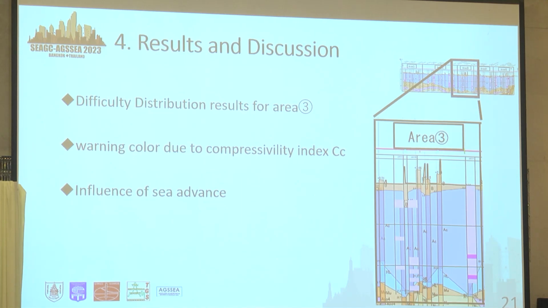Regarding Area 3, the dominant factor contributing to the warning color is the low compression index. This area exhibits a thicker deposition of the lower part of the Hasiki Clay Formation compared to other areas, possibly due to the erosion caused by marine transgression. The difference in deposition environment between Area 3 and the other areas is believed to result in unique variation in compressibility.